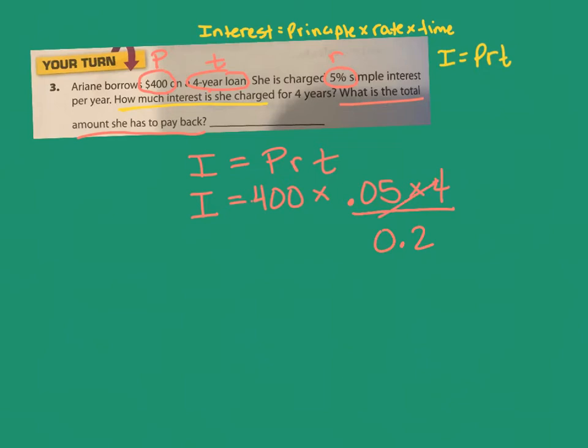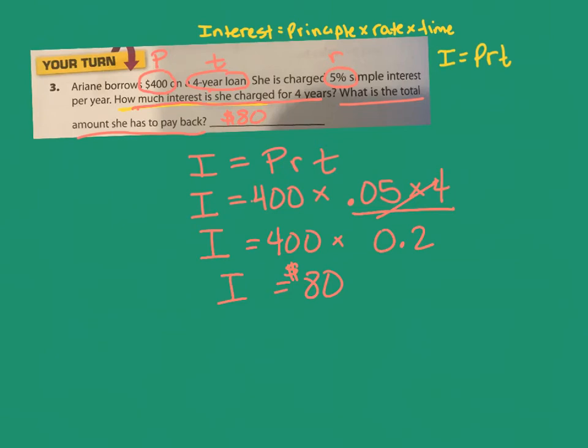Then cross off what I did, bring down what I didn't. Then I'm going to do the 400 times 0.2. And 400 times 0.2 is going to be 80. So this is $80 we're talking about here. She has interest of $80. How much interest will she be charged for the 4 years? She's going to be charged $80 in interest. That's the fee for borrowing the money that she borrowed.